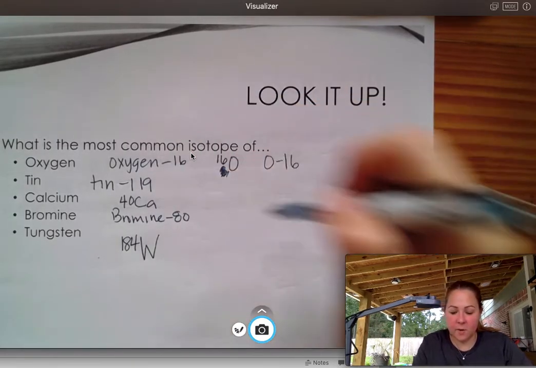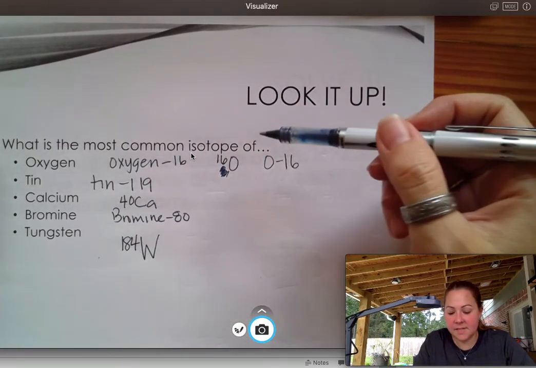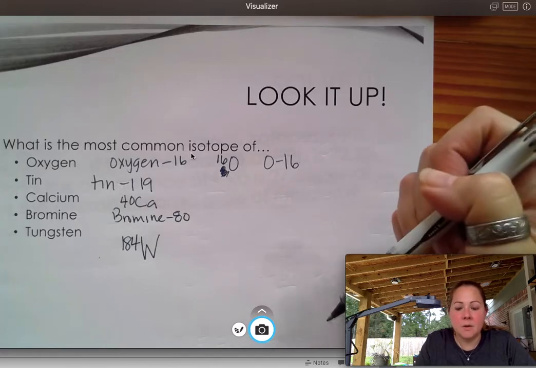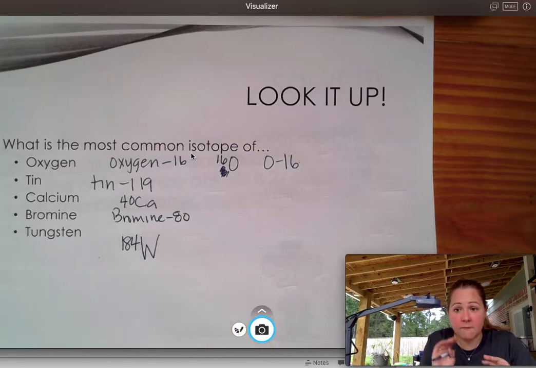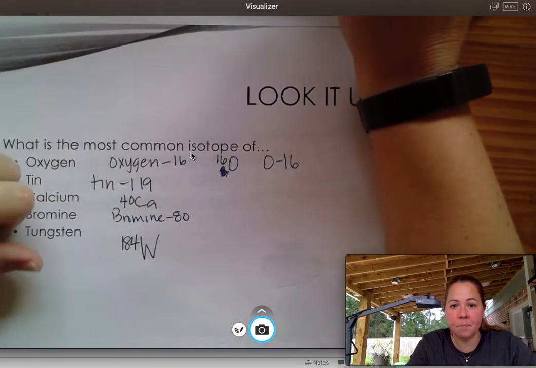I tried to give you a variety of ways that you could have written it. If it said symbol, you'd have to give the symbol in one of these two ways. If it said the name, you'd have to write it like this. But no matter what, if you know the mass of the isotope, you have to give it in the answer.